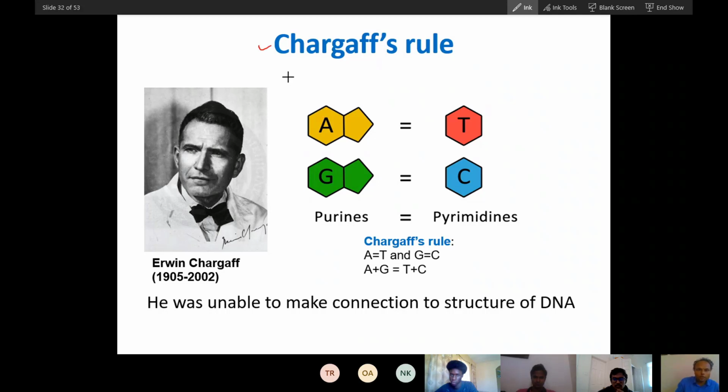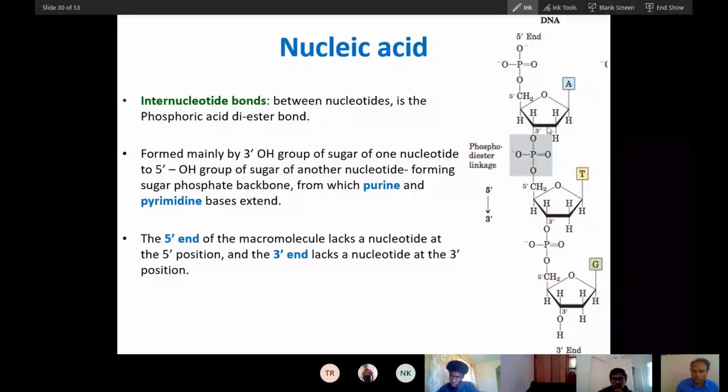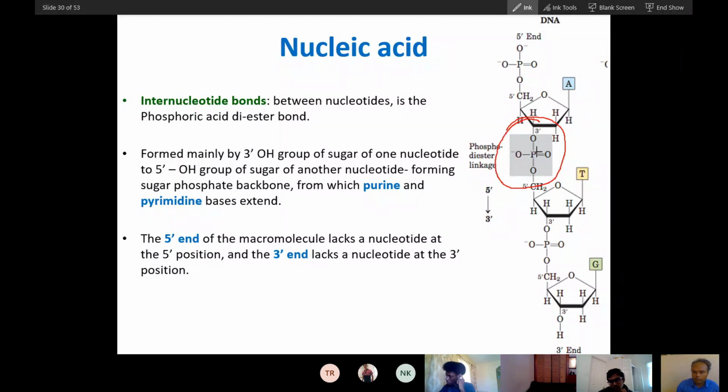So we were talking about Chargaff's rule. We have already done this. What is nucleic acid? Nucleic acids are bonded by phosphodiester bonds, and this phosphodiester bond is between the 3' and 5' carbon. The nucleic acid has a free 5' phosphate and a free 3' end.